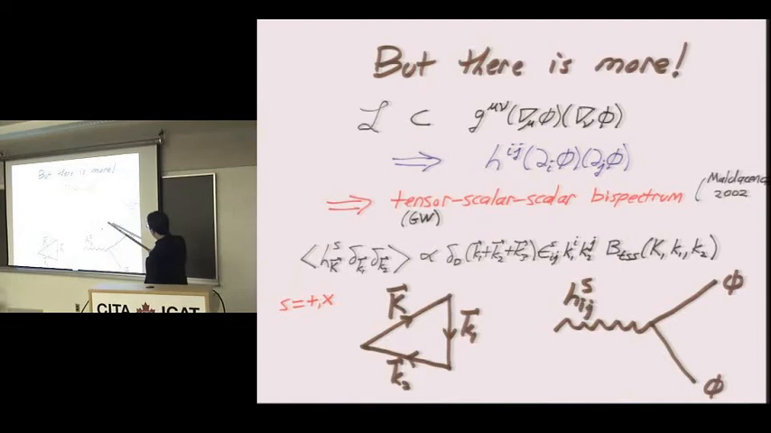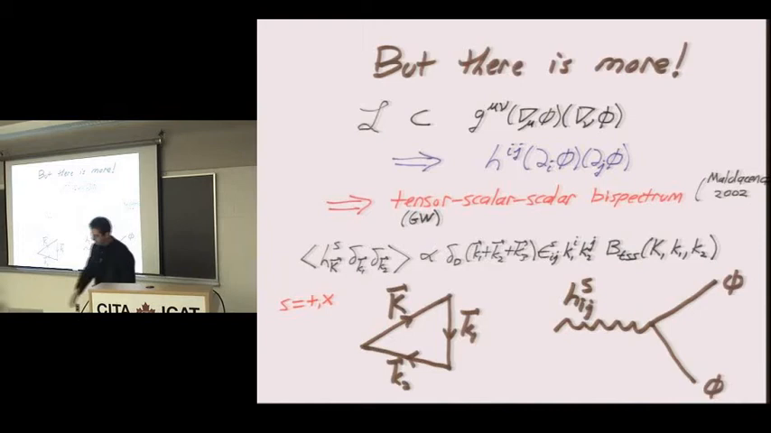There's some tensor-scalar-scalar bispectrum, and then there's an additional piece. And that additional piece is the polarization tensor for the gravitational wave dotted into k1 and k2, which are the Fourier vectors for the scalar part. So there's this additional polarization part. And in cosmology, we represent this bispectrum as a triangle with one capital K for the gravitational wave, and then two small k's for the scalar perturbation. And in particle theory, you would write this as a three-point function or a vertex between a gravitational wave and two scalar field perturbations phi.